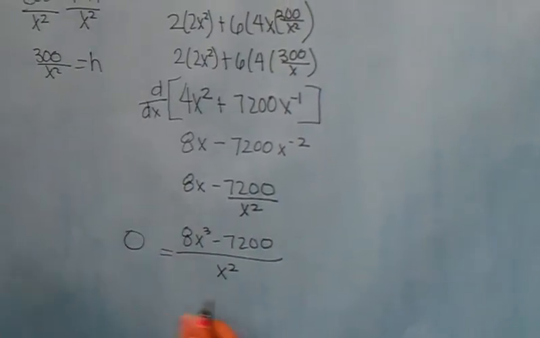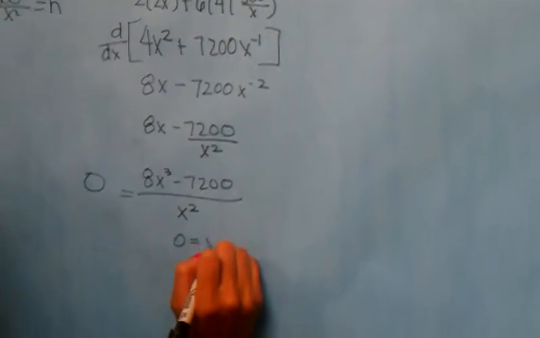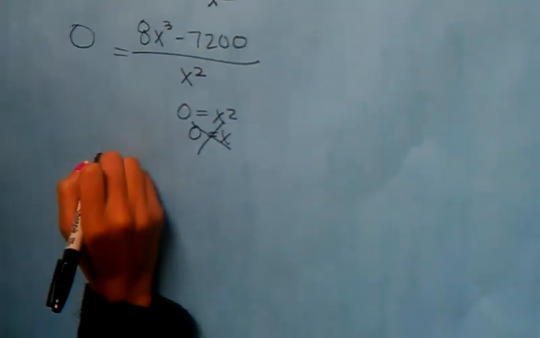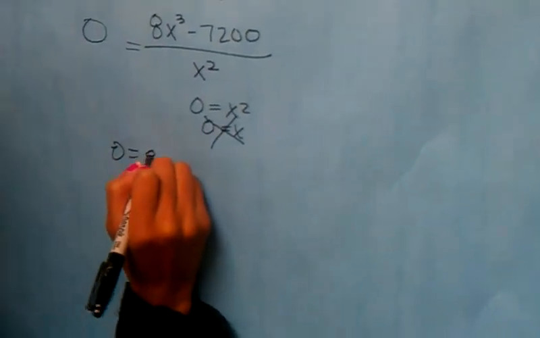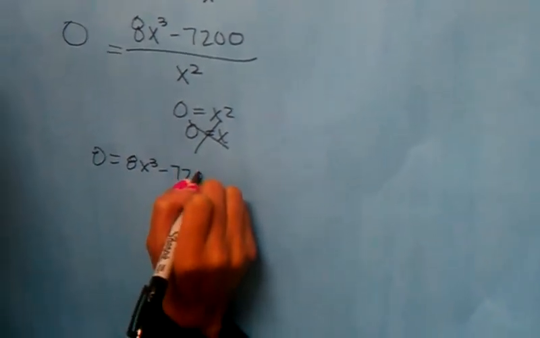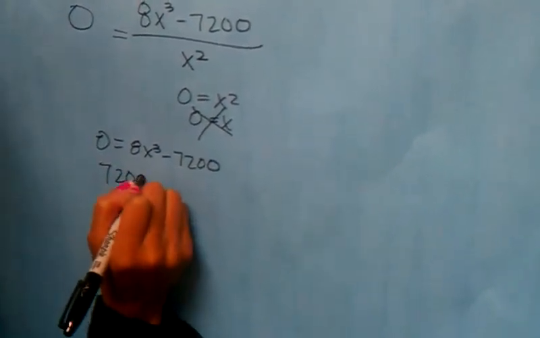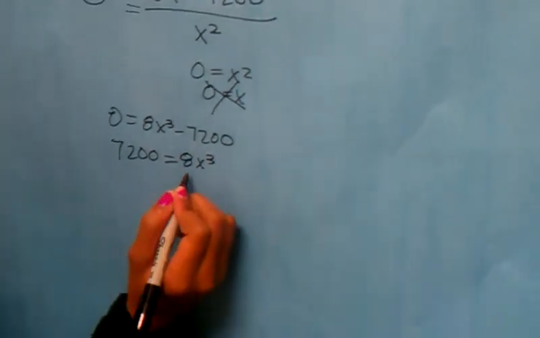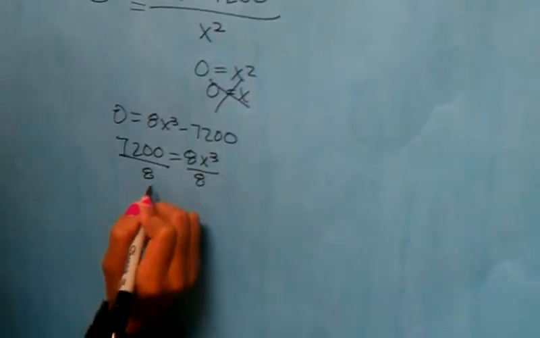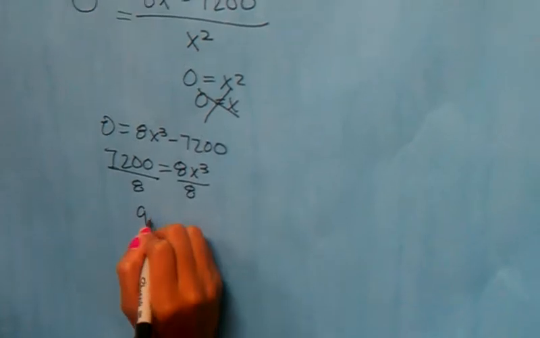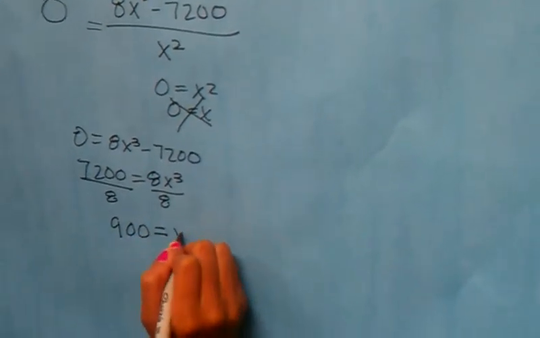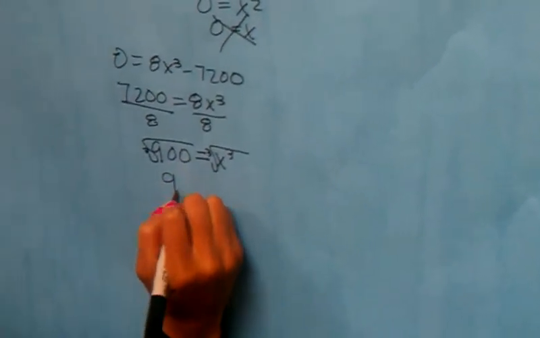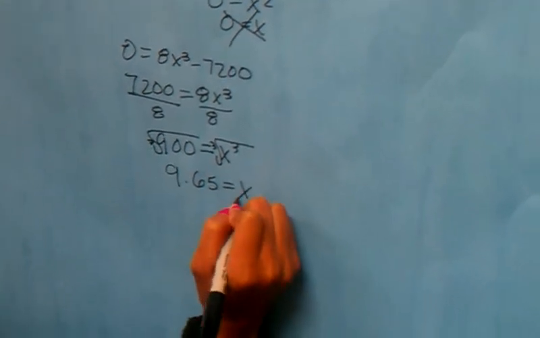Set this up equal to 0, solve for bottom and the top. X equals 0 is not really relevant, so we won't use that one. And then we'll have 0 equals 8x cubed minus 7,200. We'll go ahead and divide the 8 out. Take the cube root. Left with 9.65 for our x.